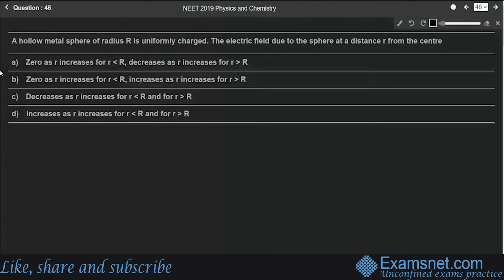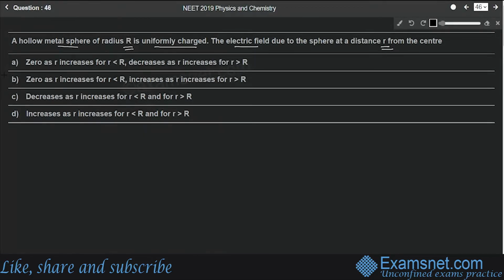So today we are going to deal with physics questions from NEET paper 2019, and we have 45 questions here. So let's start the session. The first question is from the chapter Electric Charges and Fields, and the question is: a hollow metal sphere of radius R is uniformly charged, then the electric field due to the sphere at a distance small r from the center is.